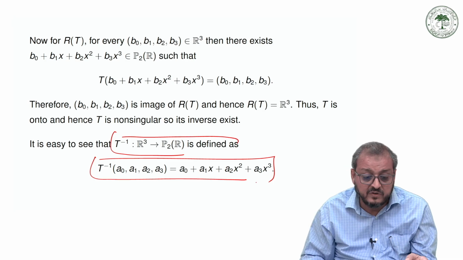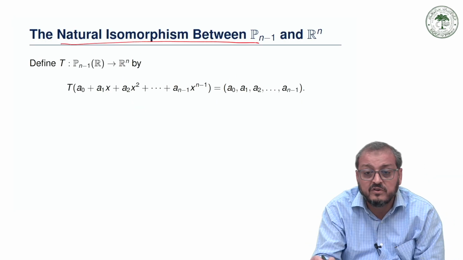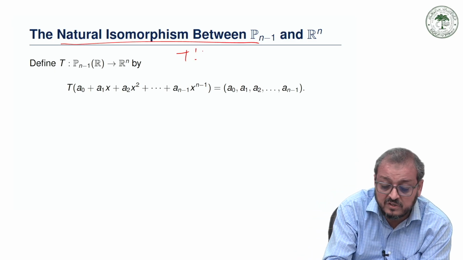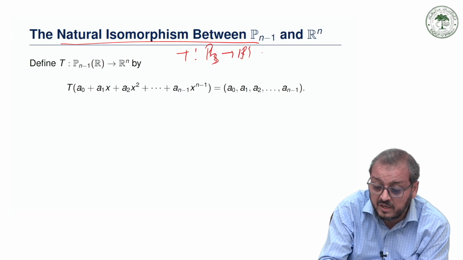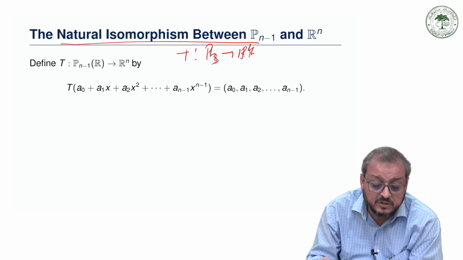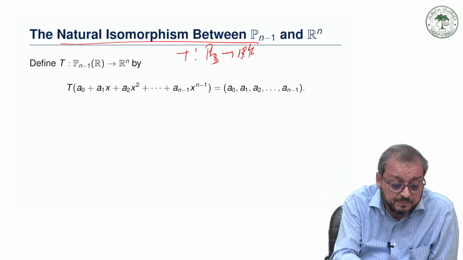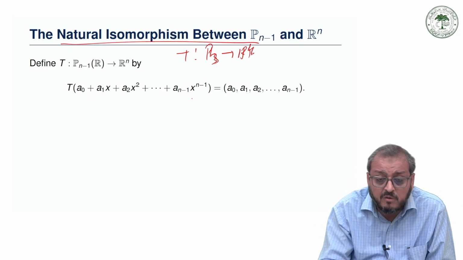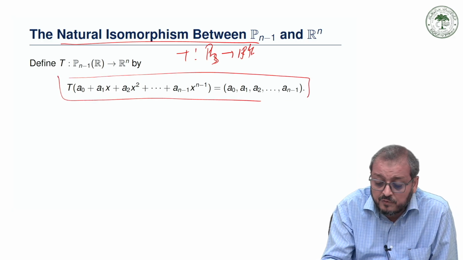So in general we can define such a map, also called a natural isomorphism, between P(n minus 1) and R to the power n. You saw previously that we defined P3 to R to the power 4. So clearly if n is equal to 4 in this form, in general we can define such a map T from P(n minus 1) to Rn by this form.